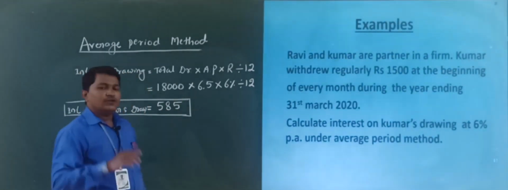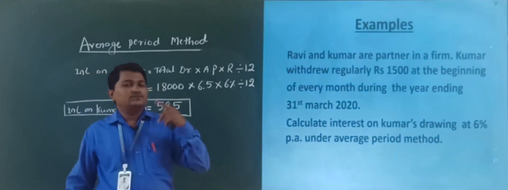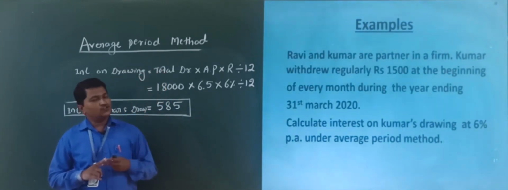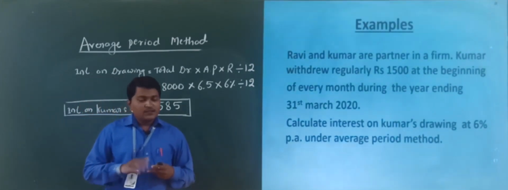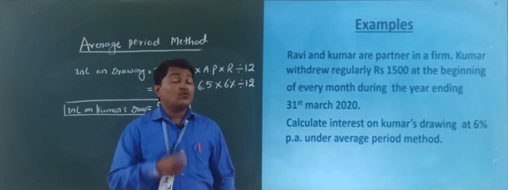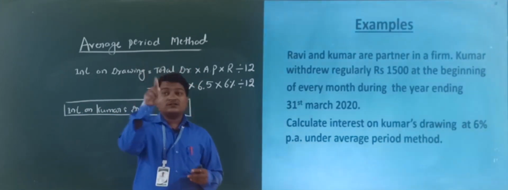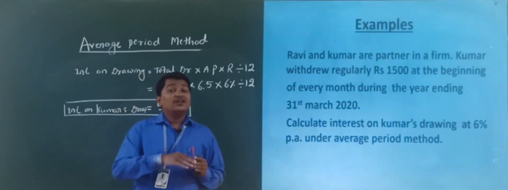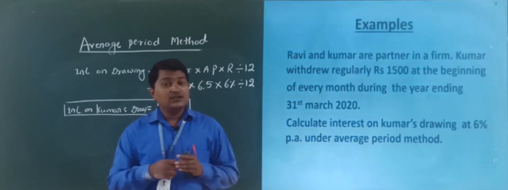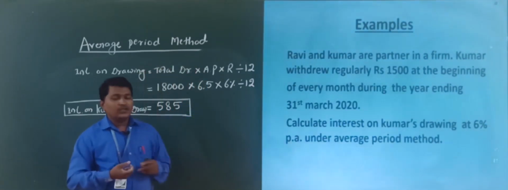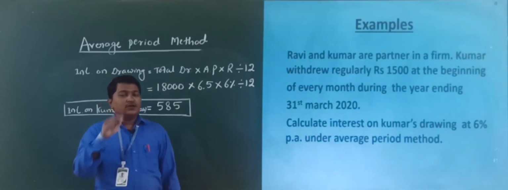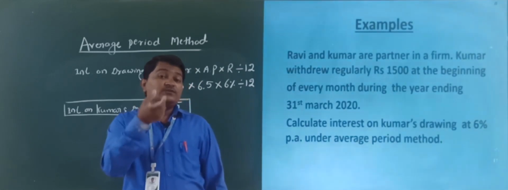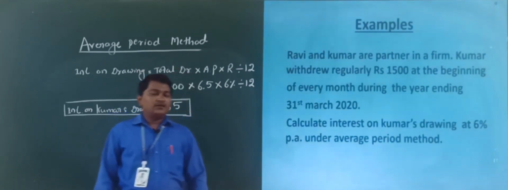And one more thing you need to concentrate on: first of all total drawing, then average period, and lastly the calculation of interest on drawing. Understood now? So see here, I have not mentioned quarterly. Quarterly 12 or 6, I only wrote there. Why did I not write 4 there? Because we need a different procedure for that, which we discuss in the next class. If we withdrew quarterly, how to calculate the average period, we discuss in the next class.